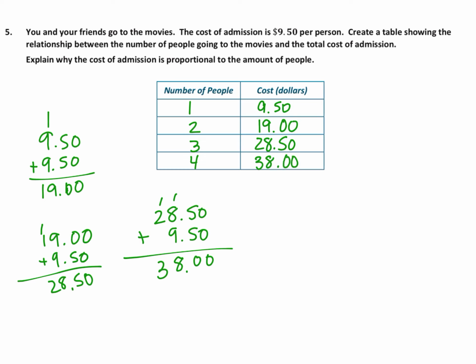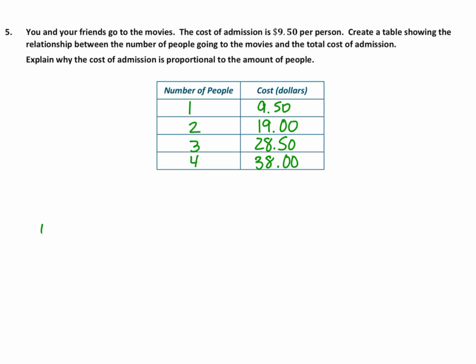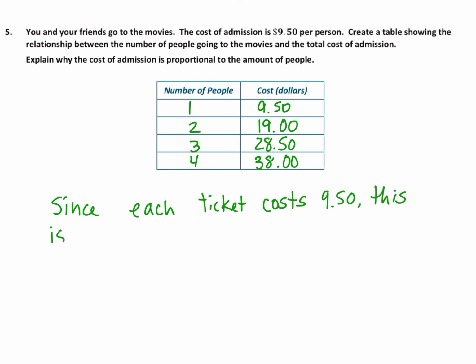Then it says, explain why the cost of admission is proportional to the amount of people. Since each ticket costs $9.50, this is our constant of proportionality.